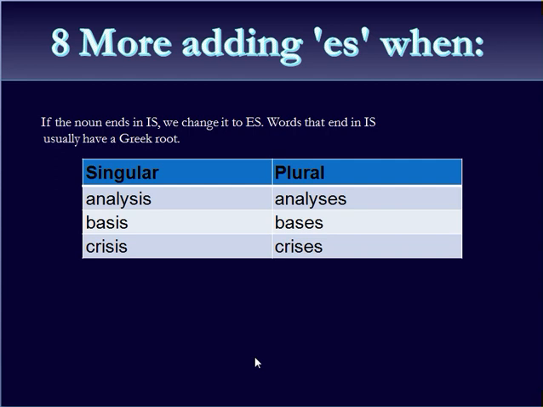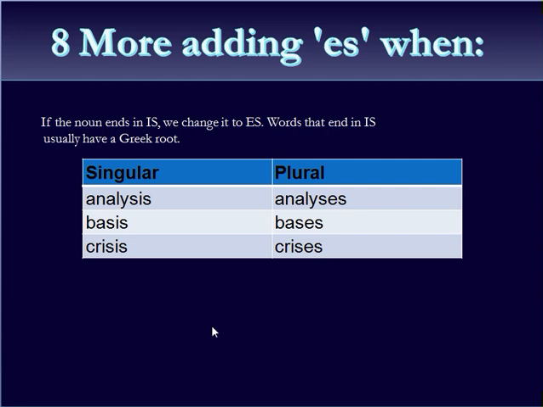Okay, more about adding es. So when do we add es? If the noun ends in is, we change it to es. Especially we do this with words which have a Greek root. These words are taken from the language Greek and they have been so used in English that we think that they are English words now, like analysis, analyses, basis, bases, crisis, crises.